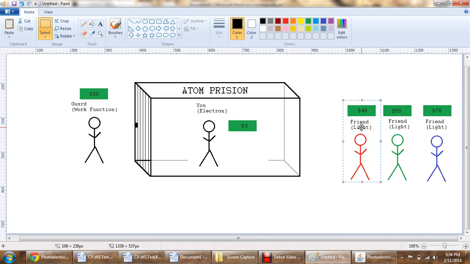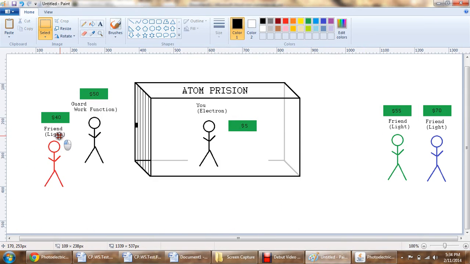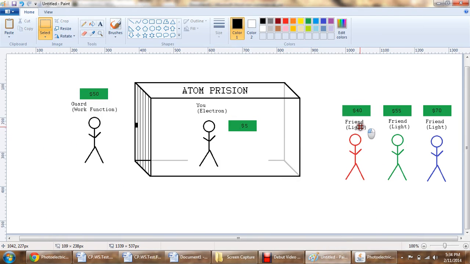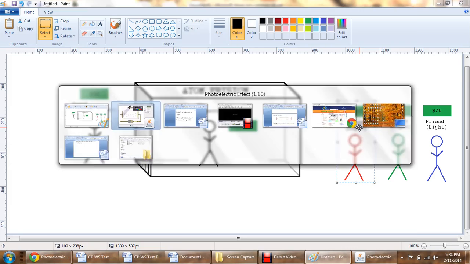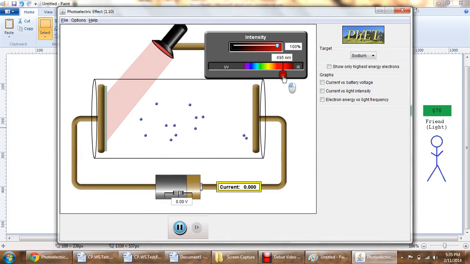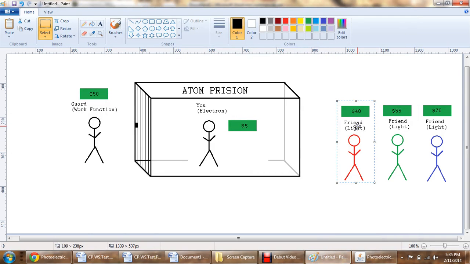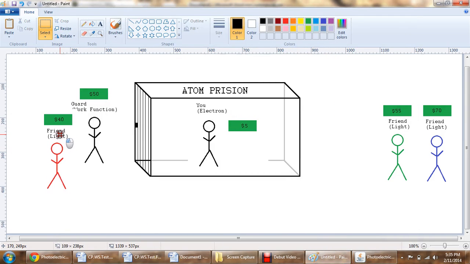So let's take your friend, red light, again, comes to the guard, says, "I got $40." Guard says, "Not enough." Friend gets turned away. Red light, not enough energy, nothing happens. Dim red light, nothing. Moderate red light, nothing. Bright red light, nothing. That's like saying, dim red light, one friend comes, $40, no thank you.